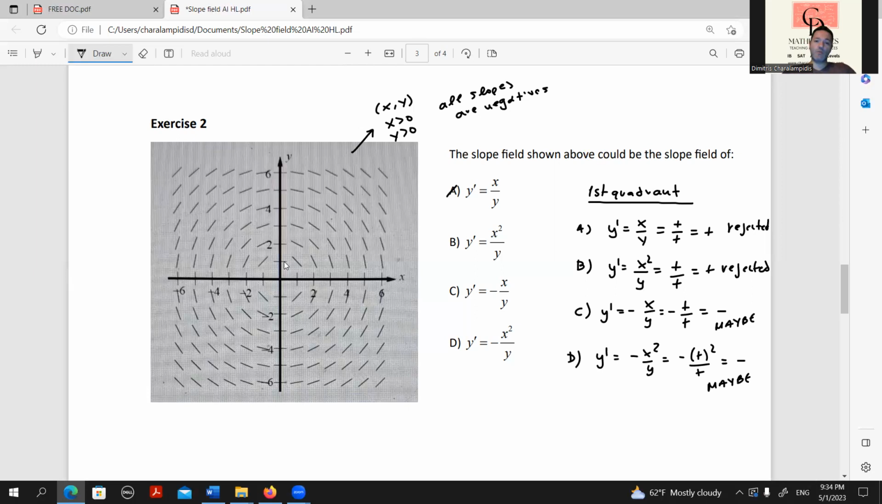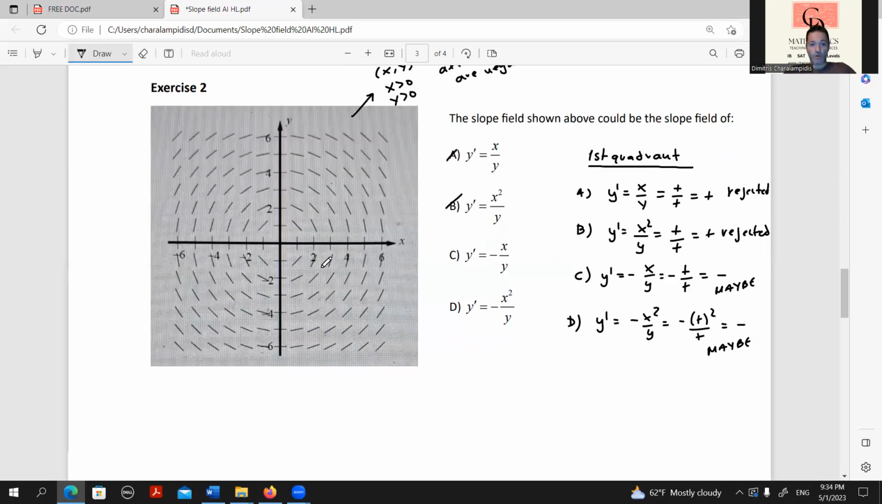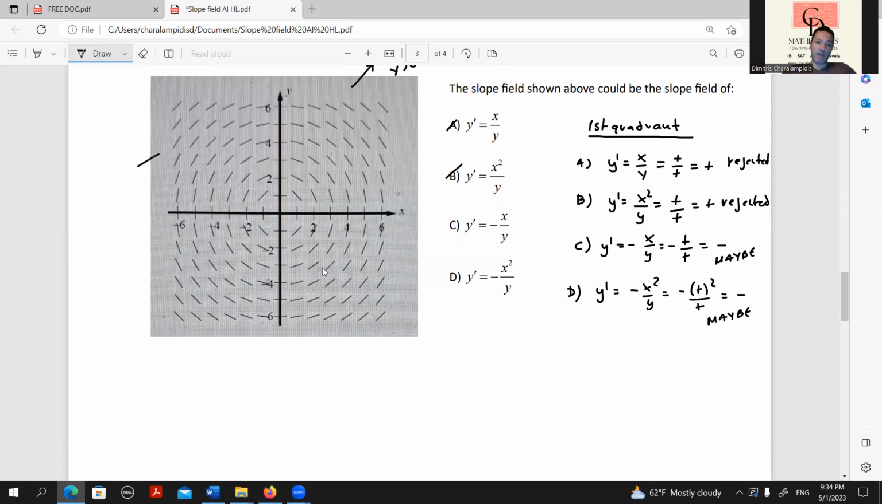It's a good thing because we have already rejected A and B. How can we reject more? Let us use this time the second quadrant. In this quadrant, we know that x values are negatives and y values are all positives. But we also see that each one of these small segments has a positive slope. So slopes are all positive.